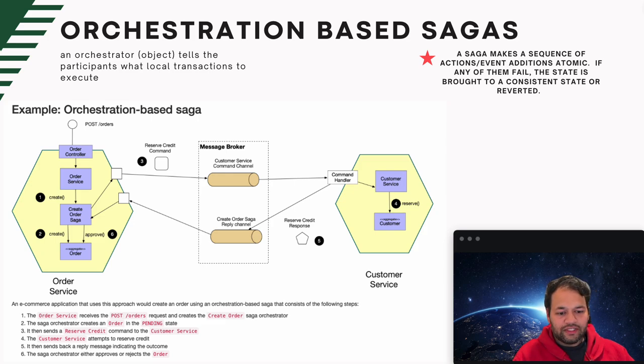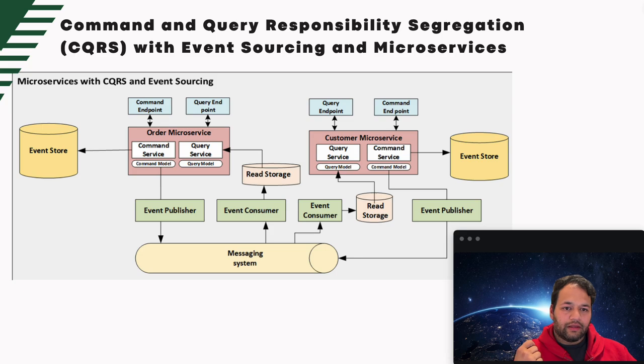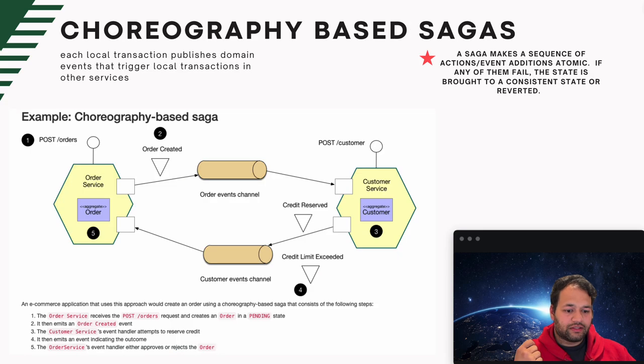So that's it for this video. We have gone over numerous concepts like snapshots and playbacks, different ways to create event queues through CQRS, which I promised. So now you know what it is. It's separating the command, the writing part, from the reading part. And you could create queues through sensors or other systems, summarizations through playbacks, domain modeling and its difference from event sourcing, and Sagas.